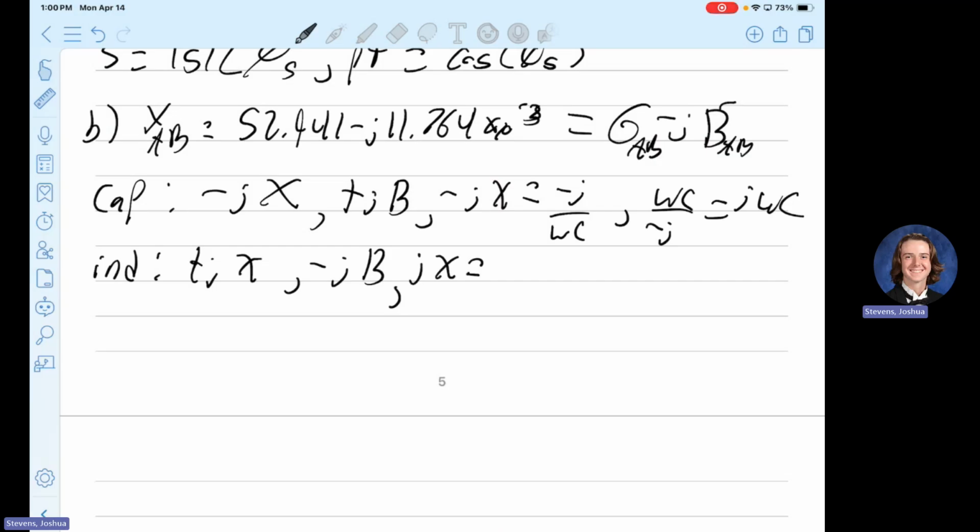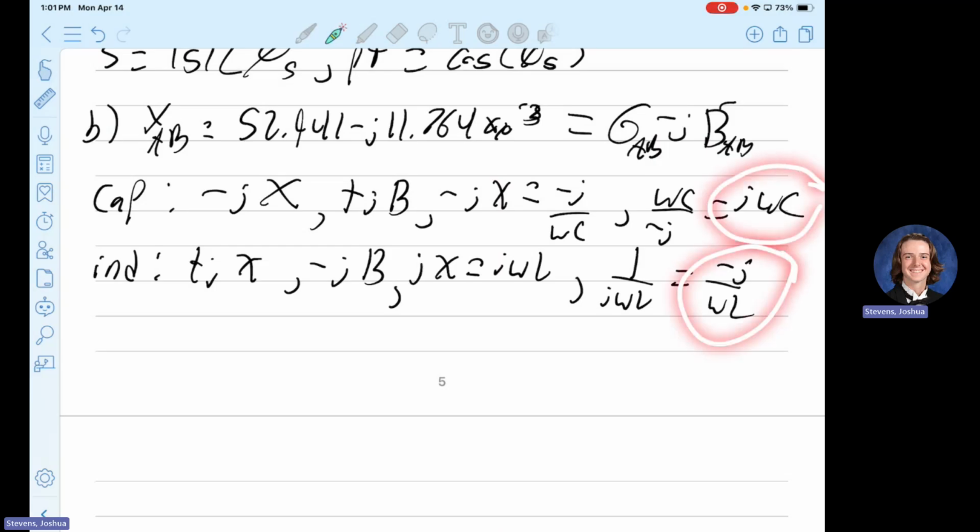jX equals j omega L, which if you take the inverse of that becomes 1 over j omega L, which then becomes negative j omega L. So that's why there's negative susceptance and positive susceptance, because they're inverses of each other. Does that make sense to you?